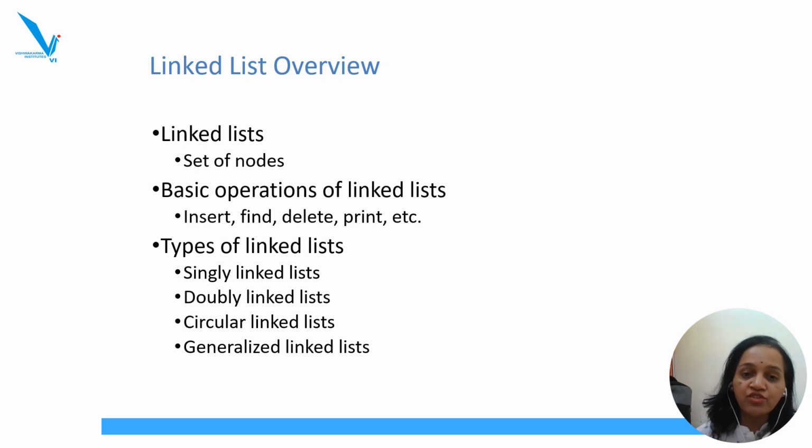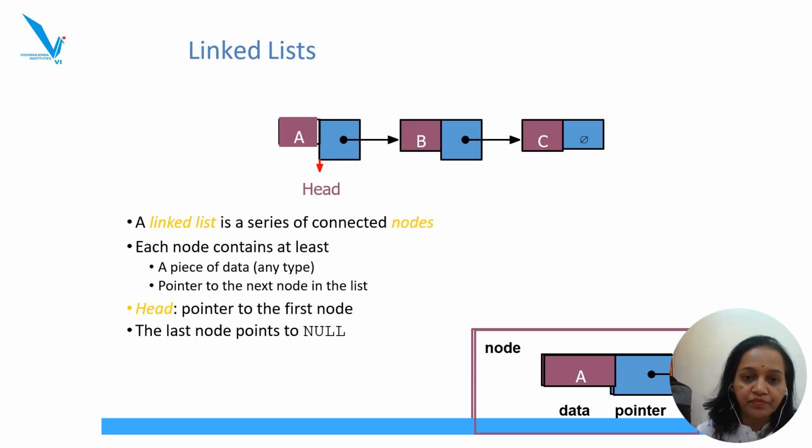Now there are four major types of linked list: single linked list, double linked list, circular linked list, and generalized linked list. First is the single linked list. What do you mean by single linked list? As per the diagram, this is a very simple generic linked list diagram. See, a linked list is a set of nodes. As you can see here, there are three nodes, A, B and C. A linked list is a series of connected nodes and each node is connected to one another. Say A is connected to B, B is connected to C.